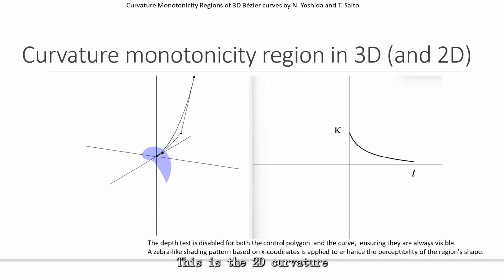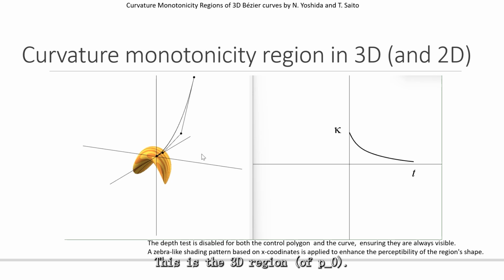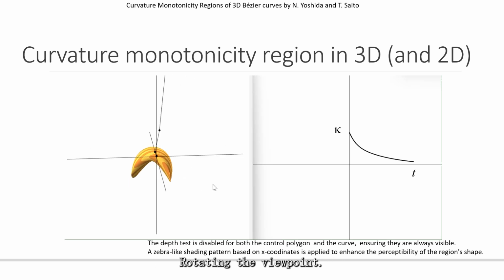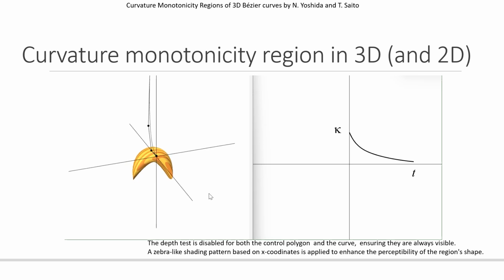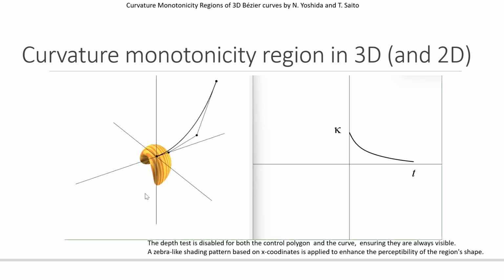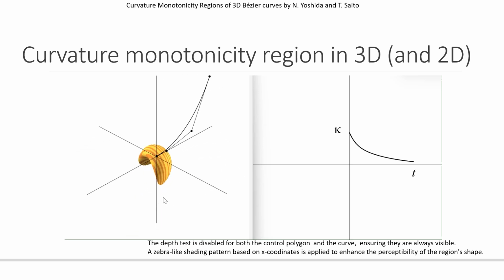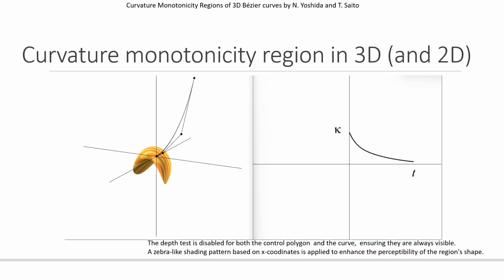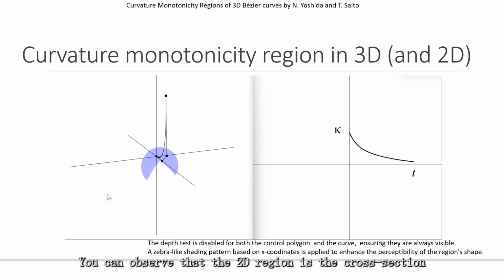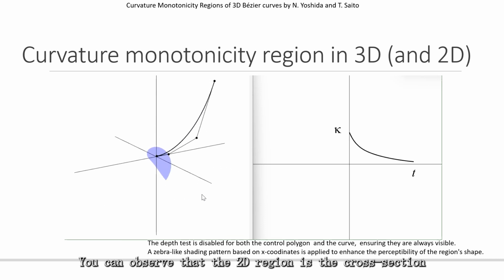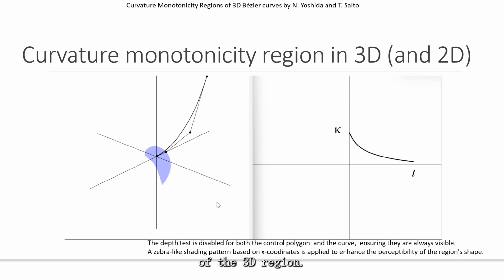This is the 2D curvature monotonicity region for P0. This is the 3D region, rotating the viewpoint. This is the 2D region again. You can observe that the 2D region is the cross-section of the 3D region.